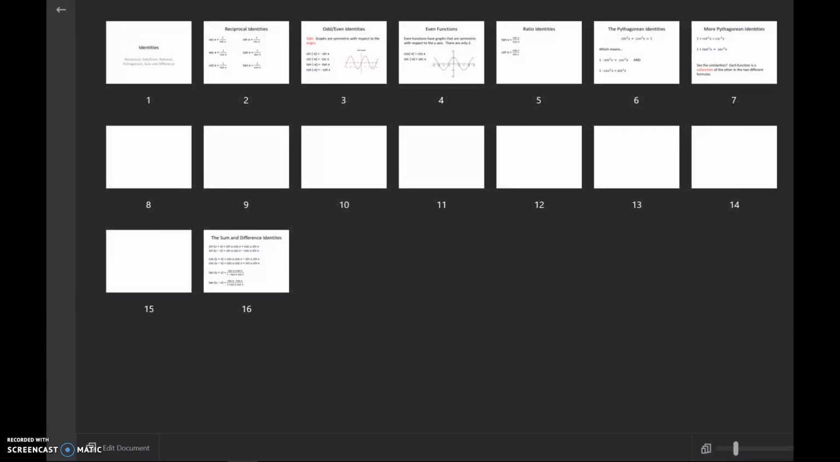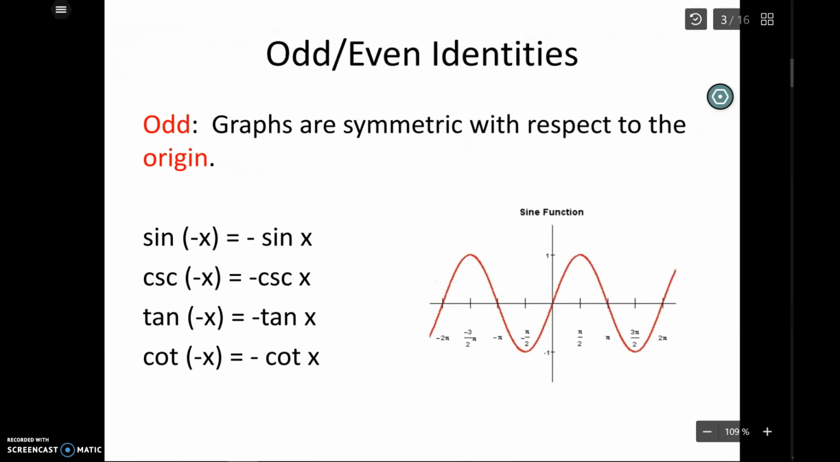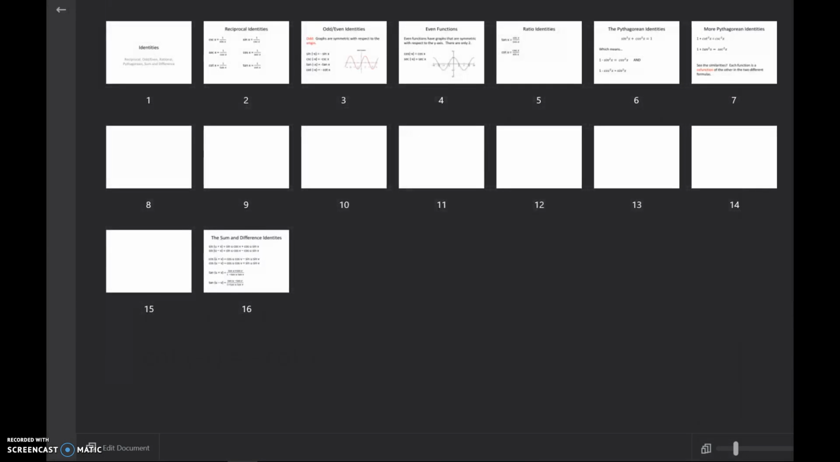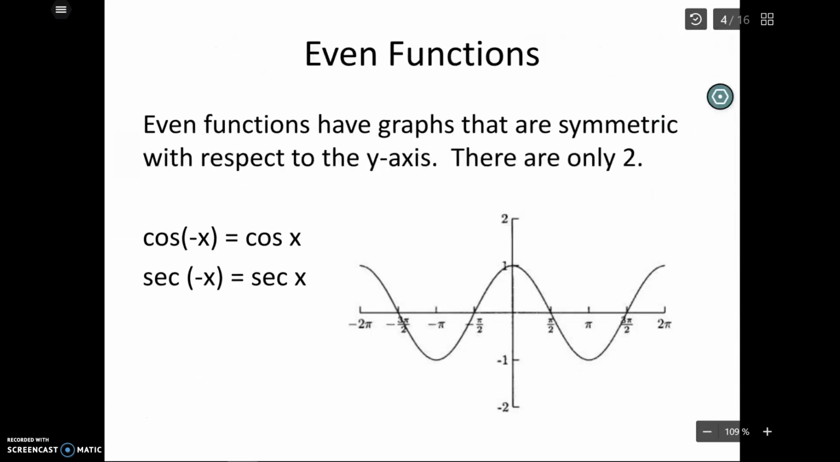The next set are the odd even identities. These are the ones we talked about with the graphing and the negative signs. The first four, the negative signs come out. These are called the odd ones. The next set are called the even ones. Those are the ones where the negative sign basically disappears. So those are cosine and secant.